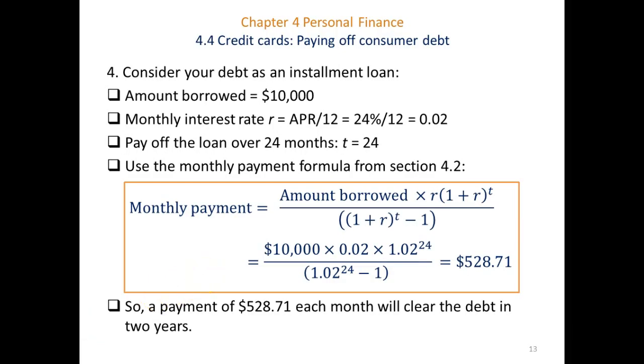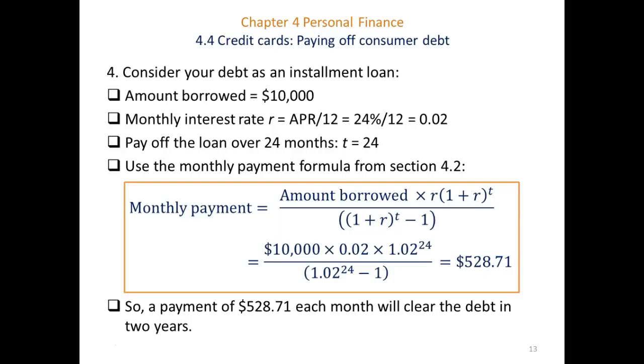4. Consider your debt as an installment loan. The amount borrowed is $10,000. The monthly interest rate is r equals APR divided by 12, or 24% divided by 12, equals 0.02. Pay off the loan over 24 months, so t is equal to 24.